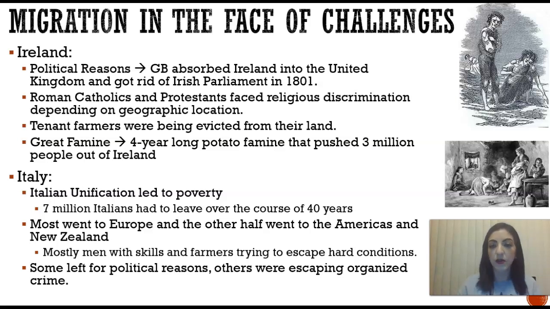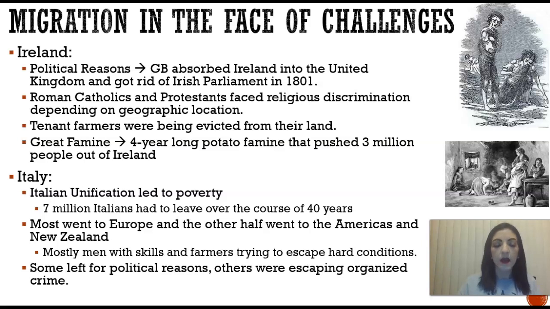You have tenant farmers. Tenant farmers, they don't own their land. They kind of lease their land or they rent their land from a landowner, and many of them were being forcibly evicted from their land. And then you also have the Great Potato Famine. It was a 4-year-long famine, a shortage of food that actually pushed 3 million people out of Ireland.